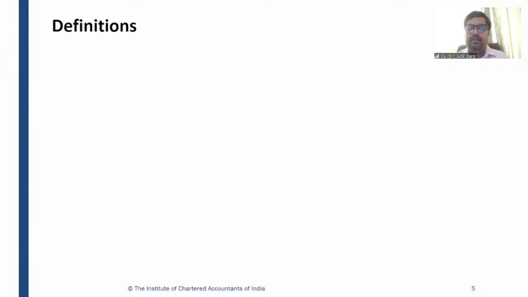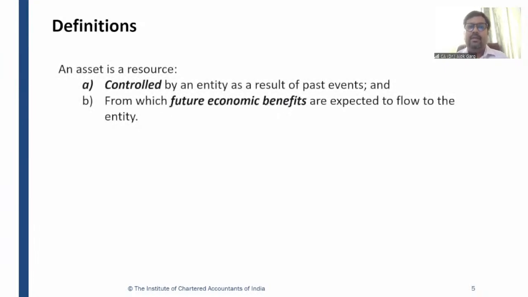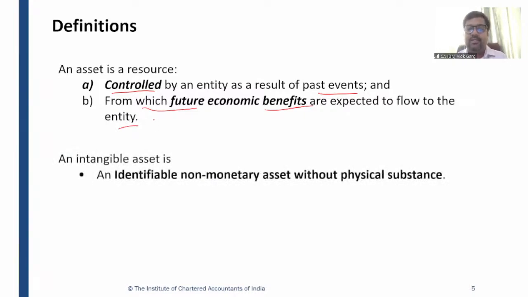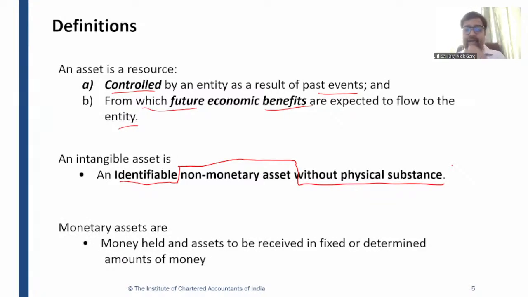So students, we talk about the definition of asset. An asset is a resource controlled by an entity as a result of past events and from which future economic benefits are expected to flow to the entity, right? What is an intangible asset? An intangible asset is an identifiable, non-monetary asset without physical substance. Monetary assets are money held and assets to be received in a fixed or determinable amount of money, right?